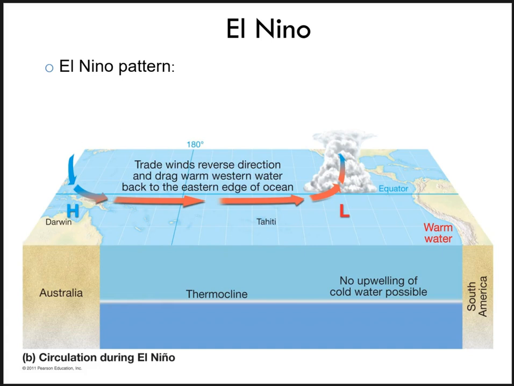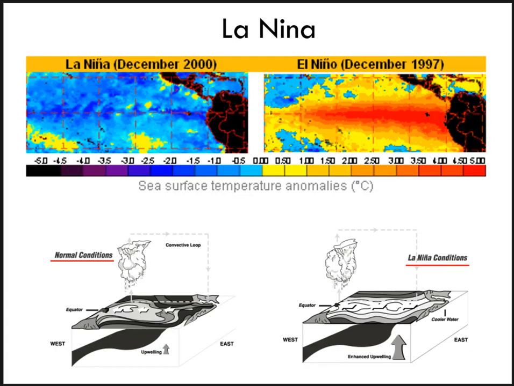And due to the warm season, El Nino influences hurricane developments, resulting in more eastern Pacific hurricanes and fewer Atlantic hurricanes. So we just got done talking about El Nino. Now let's take a look at La Nina.